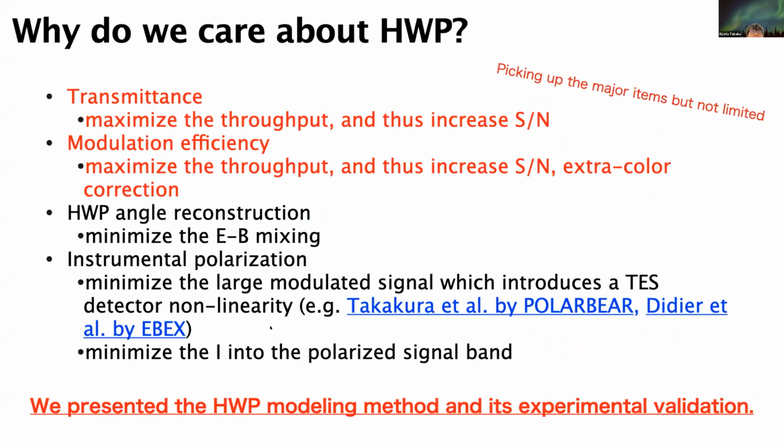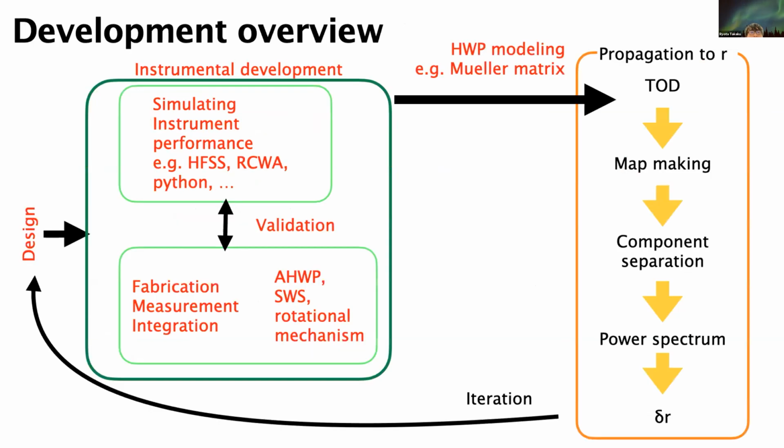So now we have presented the half-wave plate modeling and its experimental validation. We showed the analytical and numerical approach to calculate the optical performance of the half-wave plate. Now we can propagate this result to simulate the delta R. This is our current progress, and we would like to move to the delta R simulation.